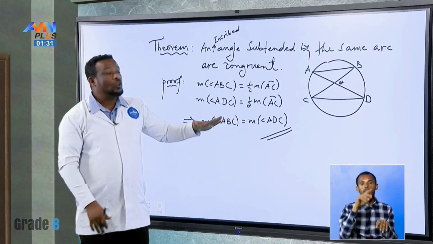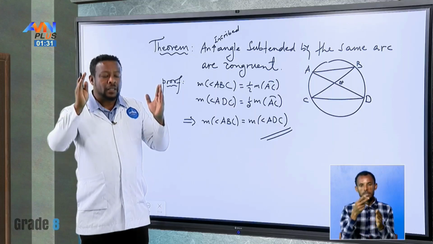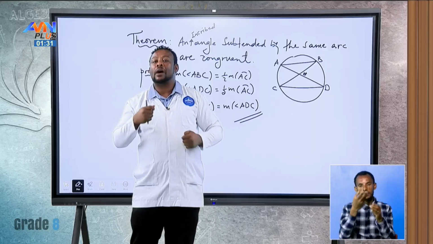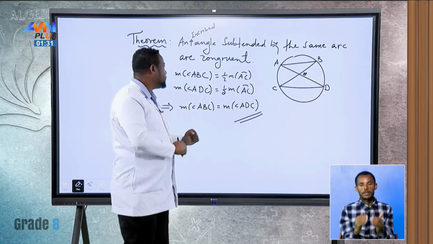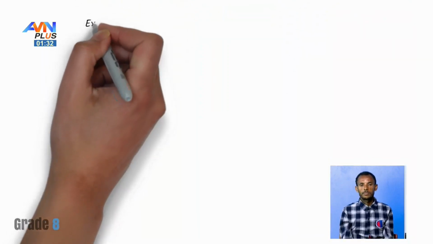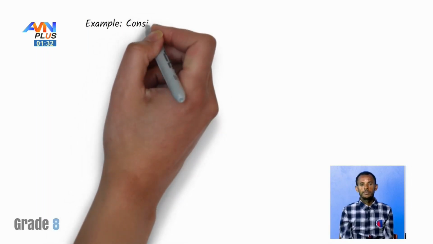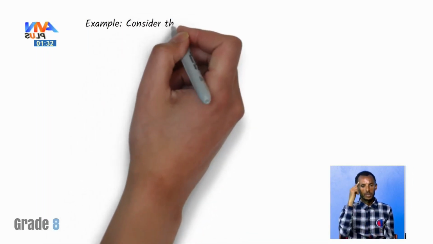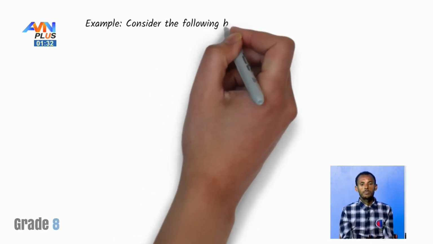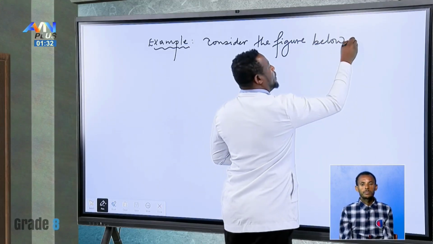Okay, so based on this theorem, we will have certain examples. Let's see what the examples look like. But keep in mind that inscribed angles subtended by the same arc are congruent. Okay, good. So consider the figure below.